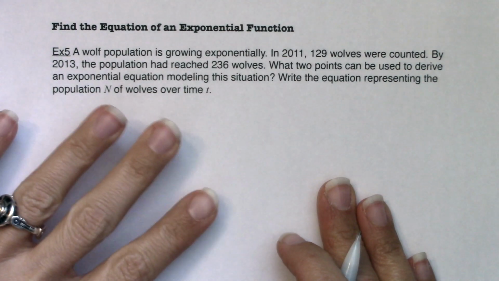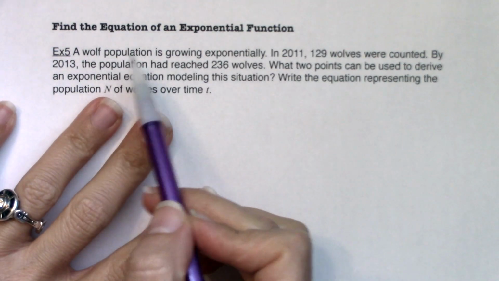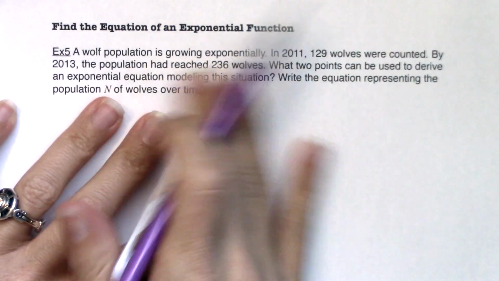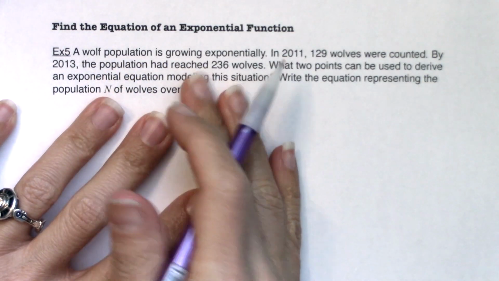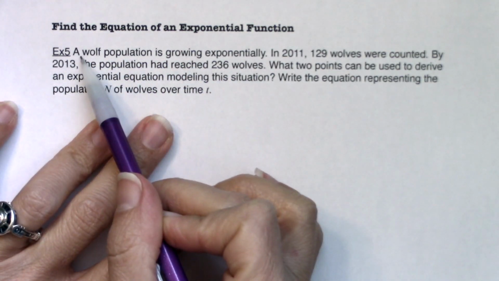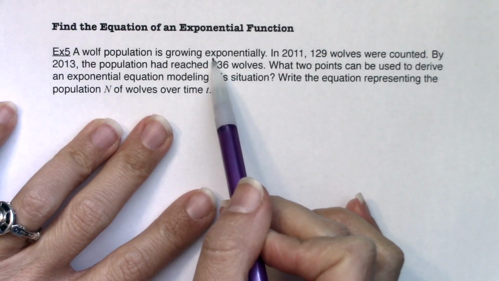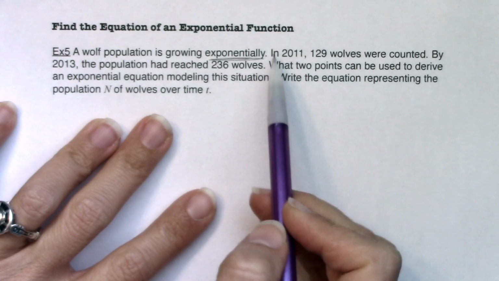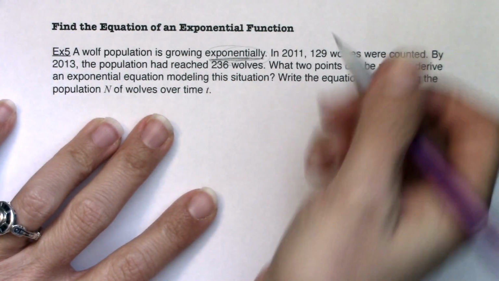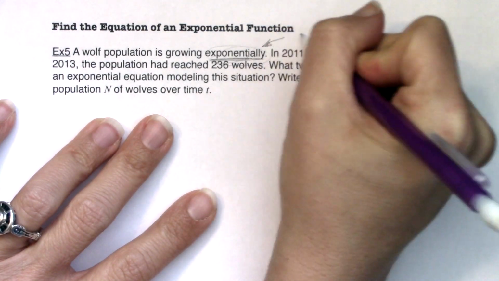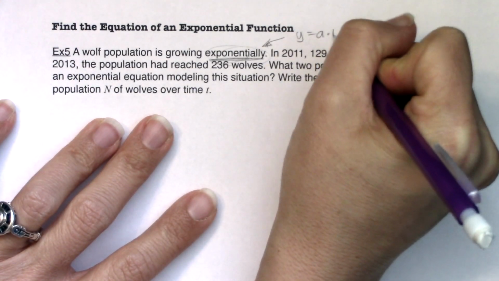Hey folks, let's take a look at example 5. So we're going to find the equation of an exponential function, and we've got everyone's favorite, a word problem. All right, so let's read. A wolf population is growing exponentially. All right, that's a good phrase to keep in mind. So as soon as I see that, I'm looking at y equals a times b to the x.